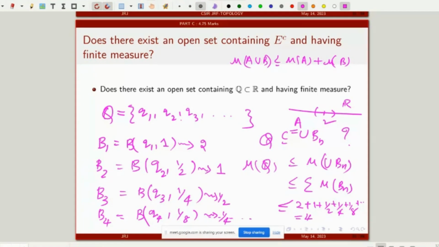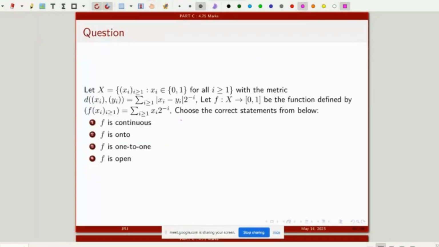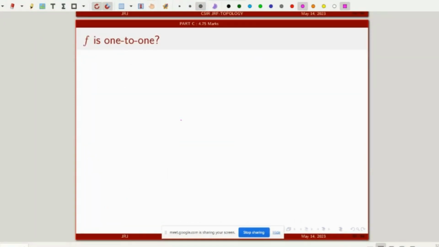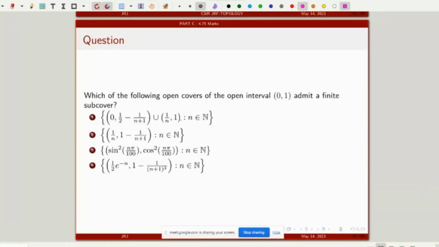At least, do you get this idea to create an open set containing Q with finite measure? Yes, ma'am. Okay, so now we will skip this question. Actually, that was a very interesting question, but we don't have time. I will move to the last question and we will wind up here. This is a very easy question.